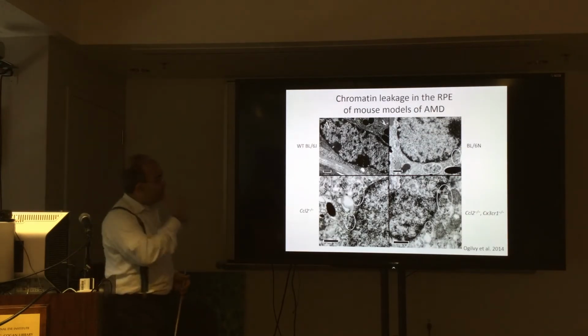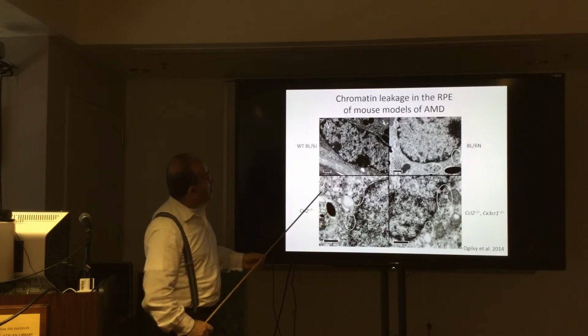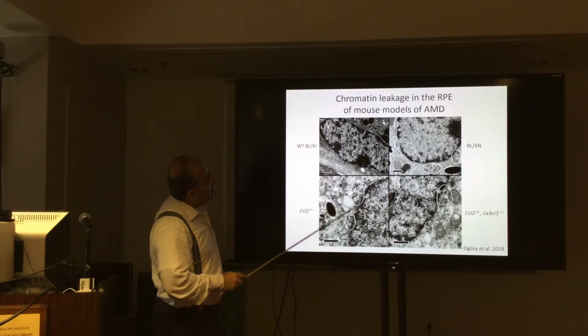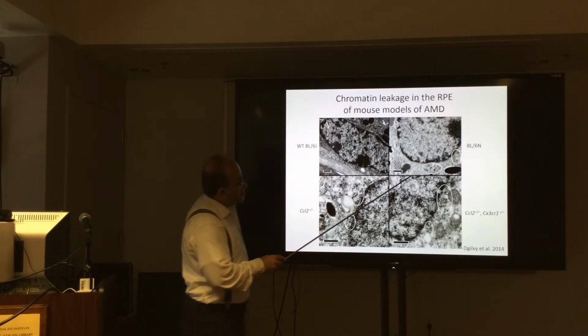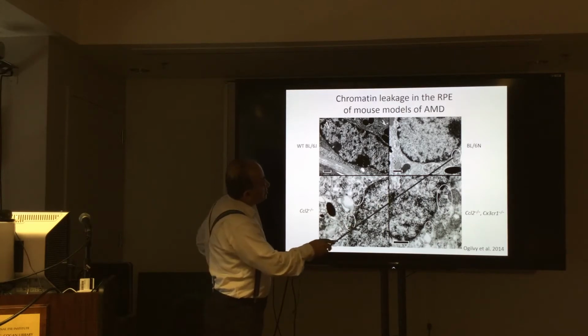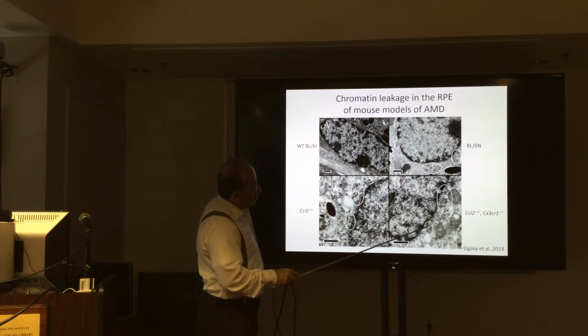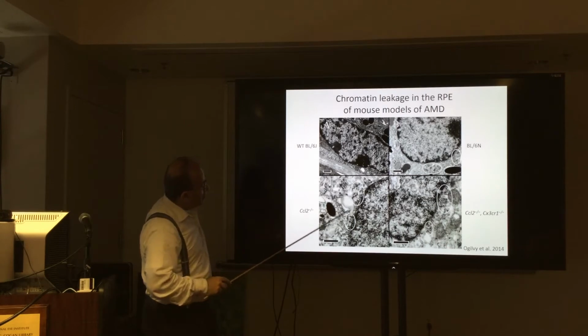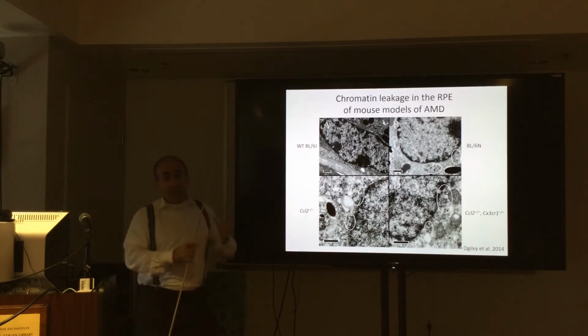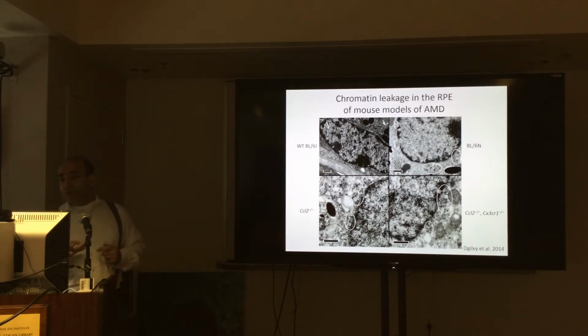And this is in the mouse. This is the image that we published, showing that in the mutated mice, the knockout mice, you see the chromatin leakage. Actually, when you look at these under the microscope, it's a better image than this. This is a reproduced image, but we did immunolabeling and we showed that this has histone in it, so we are sure of that.